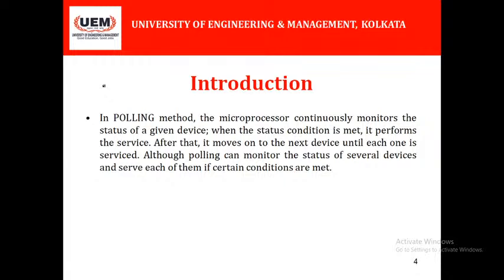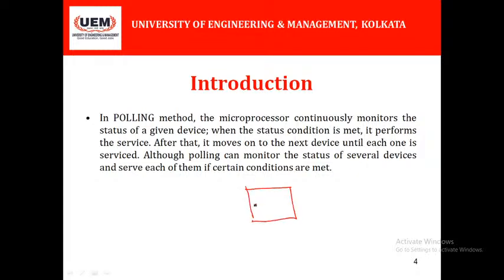Next is polling. In the polling method, the microprocessor continuously monitors the status of the given device. When the status condition is met, it performs the service. After that, it moves on to the next device until each one is serviced. Polling can monitor the status of several devices and serve each of them if certain conditions are met. So let us explain polling.